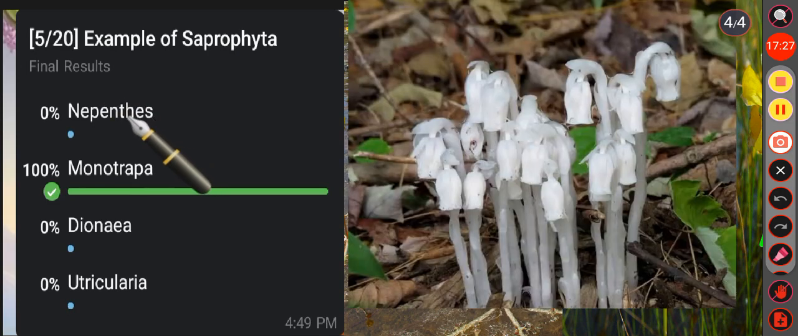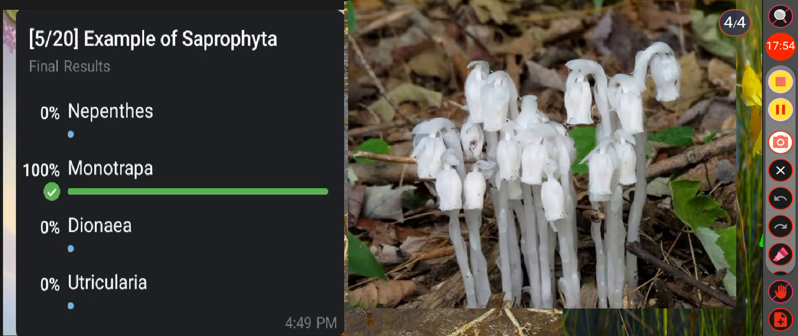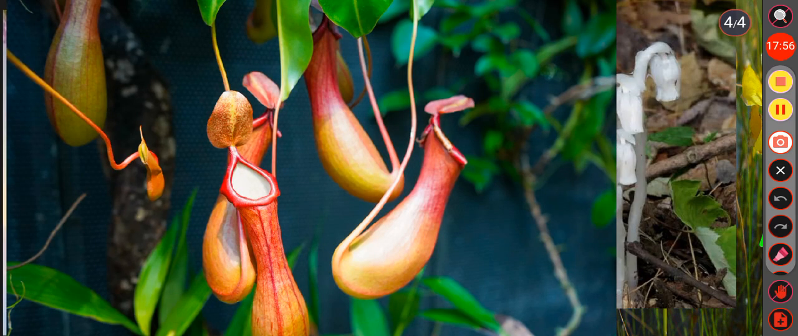Then option A, that is Nepenthes. This is the Nepenthes plant. It is also called the pitcher plant, which bears a special type of leaves. Why is it called the pitcher plant? Because the lamina is modified into a pitcher-like structure, having a colored lid which attracts insects and keeps the pitcher closed during immaturity.